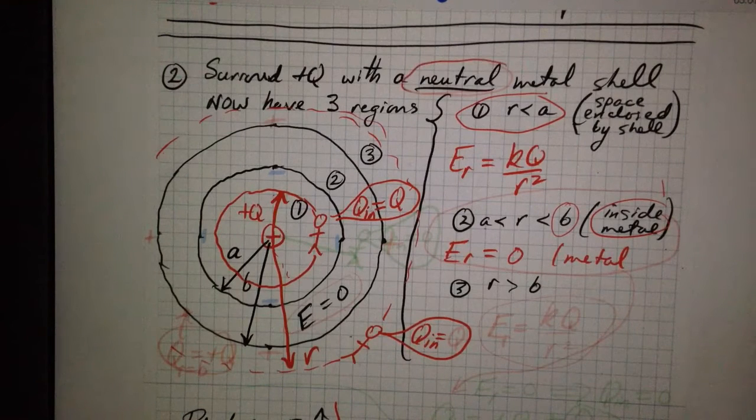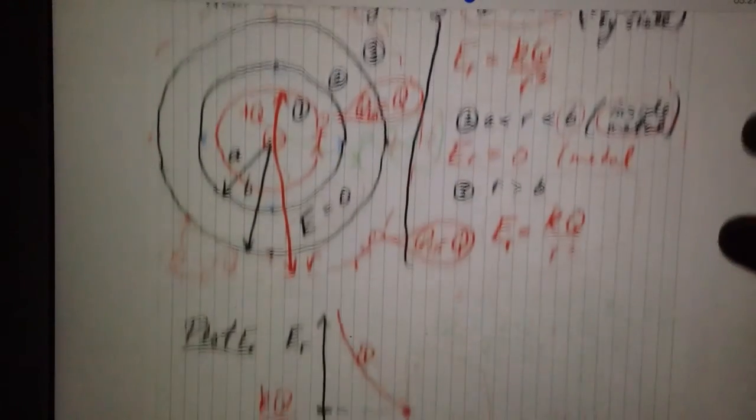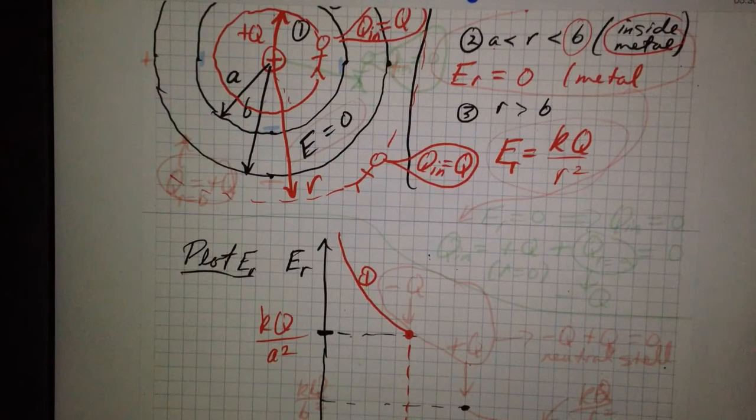Well, in this problem, I stated that the shell was neutral. What that means is the charge on the inside plus the charge on the outside equals 0. So I know that the only charge he sees outside is equal to Q. So outside, that means that the Q in is Q, so I just go kQ over r squared. So that's going to be the field outside. And that is as simple as that.